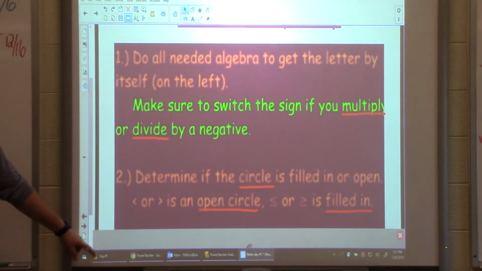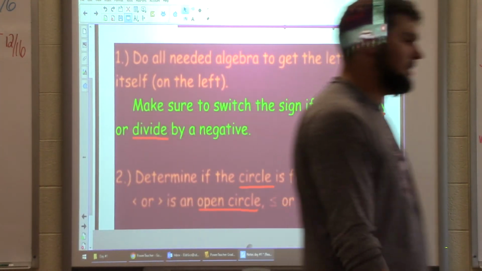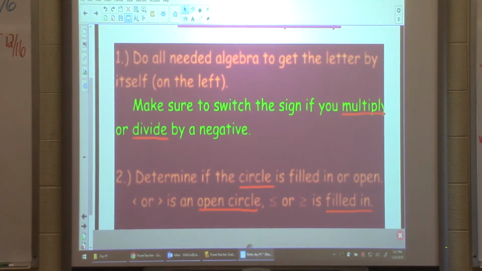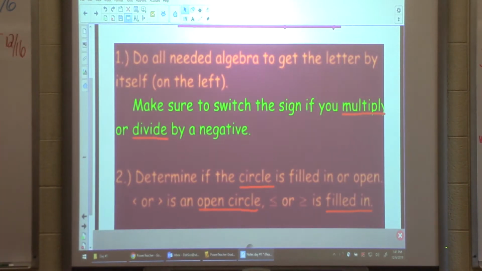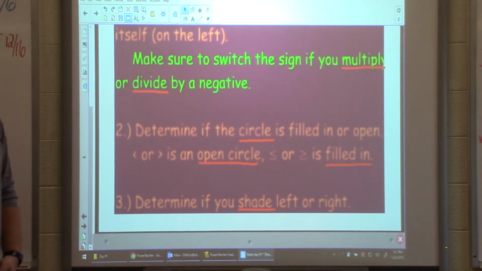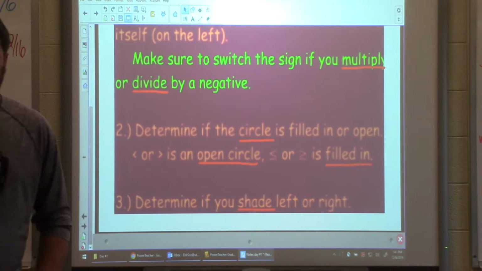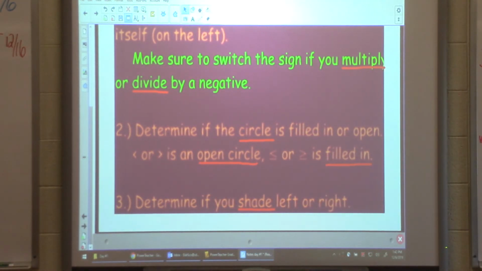Step 2 then. Determine if the circle is filled in or open. Remember, less than, greater than, it's going to be an open circle. Less than or equal to, greater than or equal to is going to be a filled in circle. We talked about that already. Finally, step 3. Determine if you're going to shade left or right. If I have less than, it's going to go left. If I have greater than, it's going to go right.